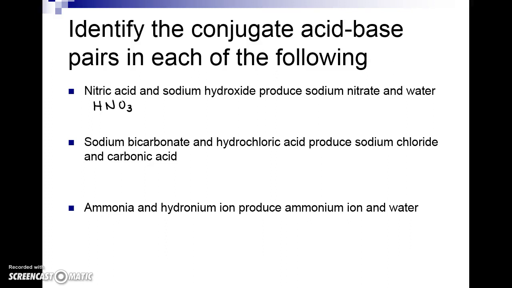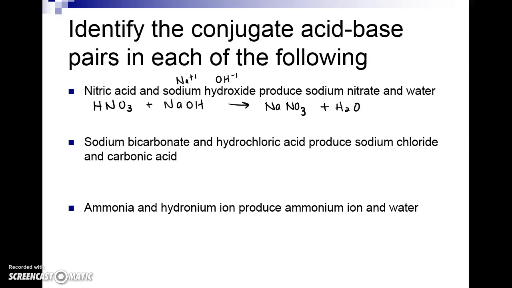Okay, so now we'll go over all three. Nitric acid, HNO3, and sodium hydroxide, NaOH. And if it helps you, you can always make your little notes, Na plus 1, OH minus 1. Produce sodium nitrate. Na is plus 1, NO3 is minus 1. And water. And look at that. I check and see if it's balanced.